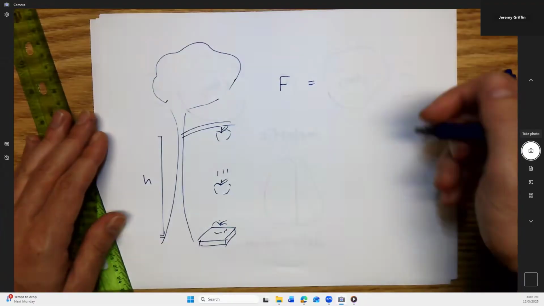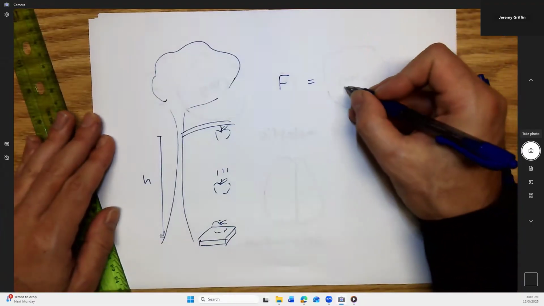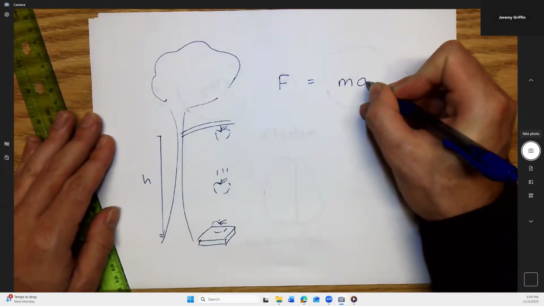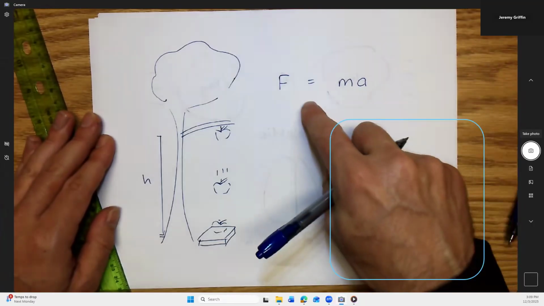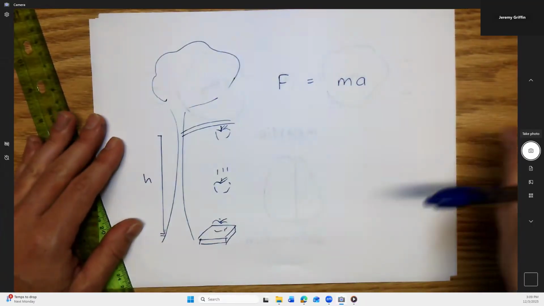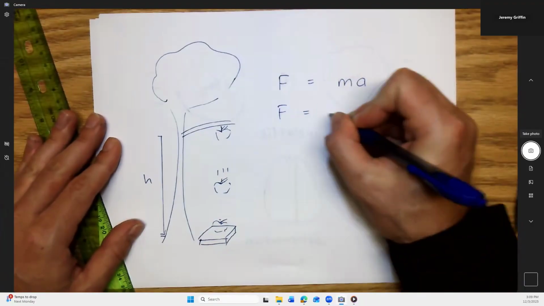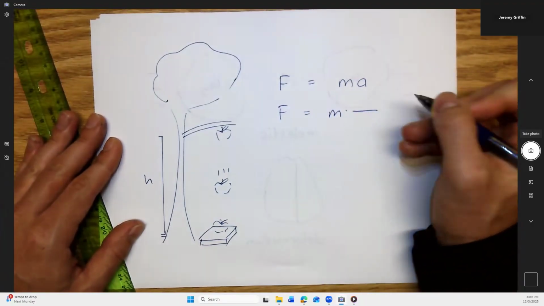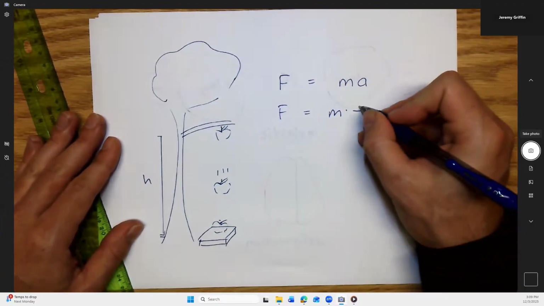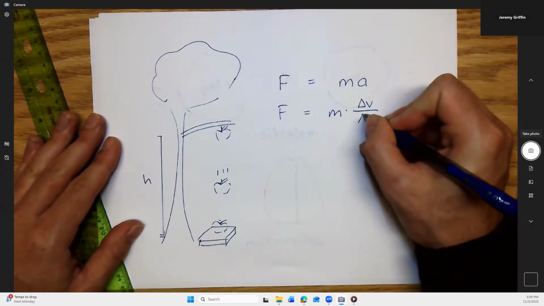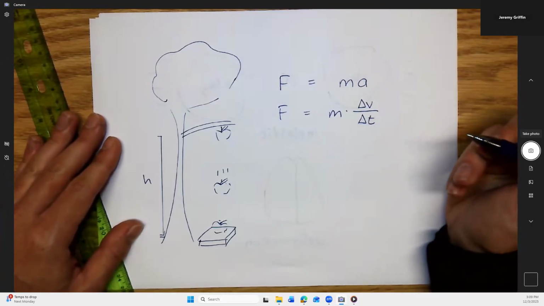What's Newton's second law of motion? F equals ma. You guys remember Newton's second law? No, that's a net force, but you guys get the idea. But guys, what is acceleration? Yeah, change of velocity divided by the time interval, delta v over delta t.